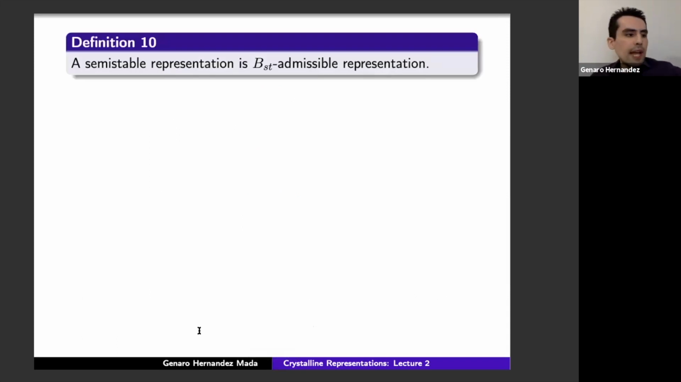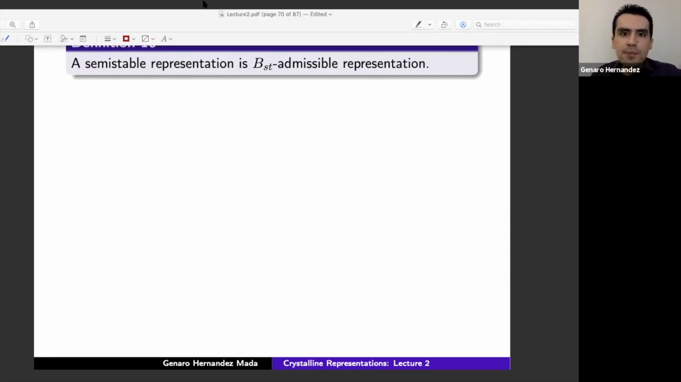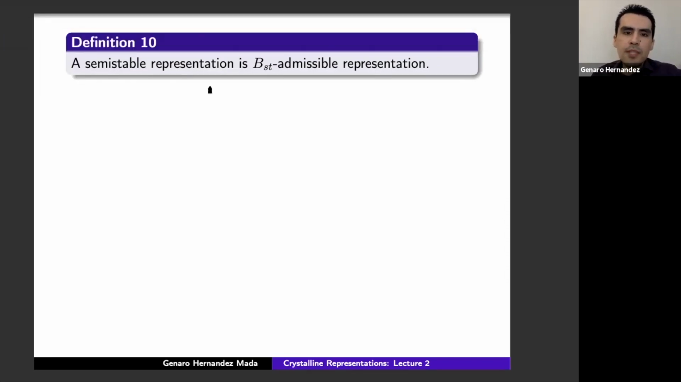Okay, so now we can define semi-stable representations to be just B_st-admissible representations.